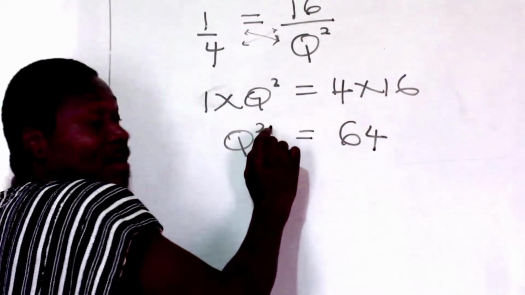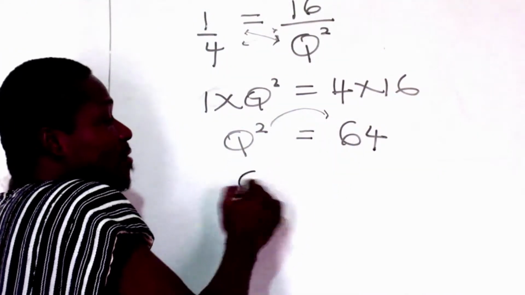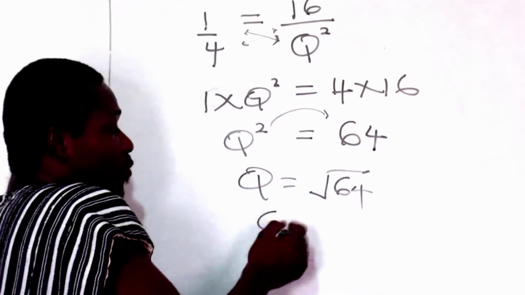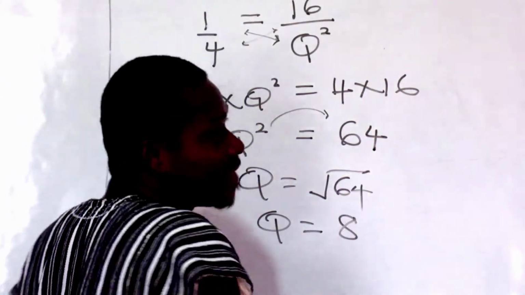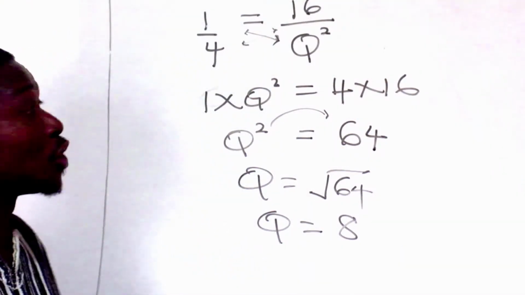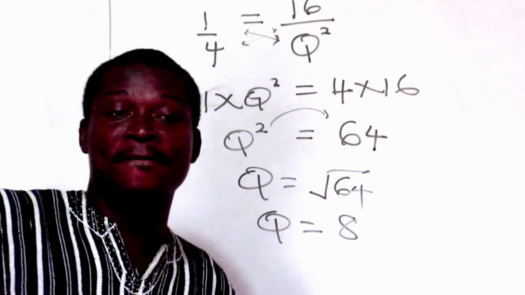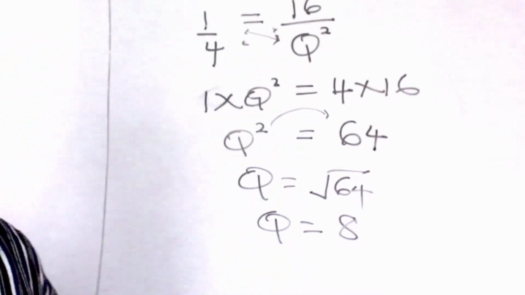Now, you remember this pattern? It forms a root on 64. That's the square root. You get 8, plus or minus 8. So that is the answer. Good. So we have the answer: q equals 8. Now let's look at the next question.